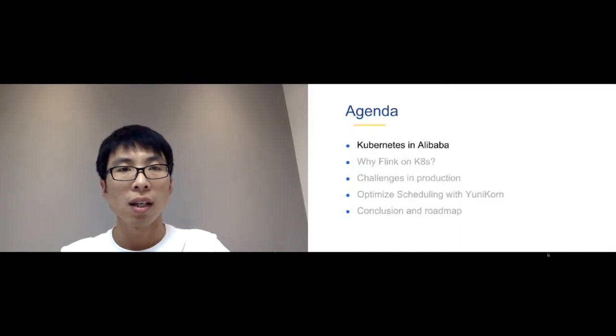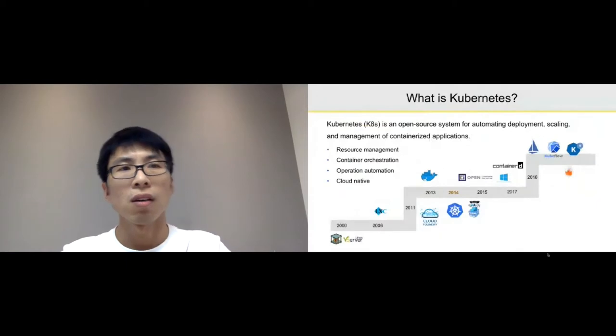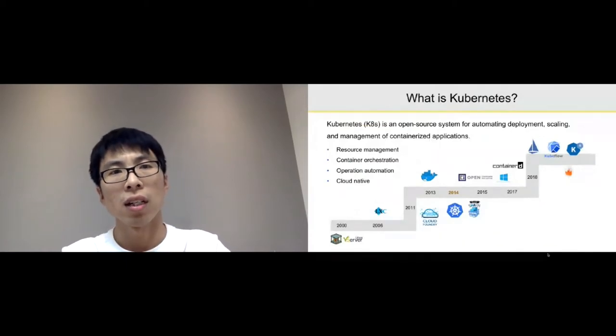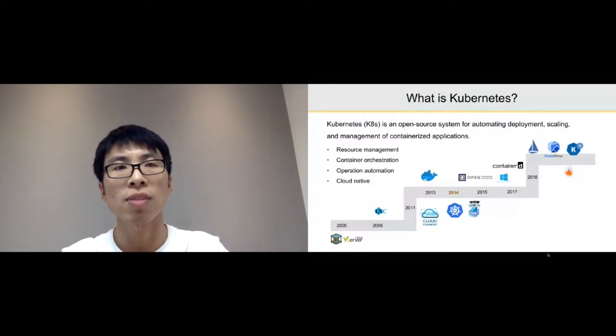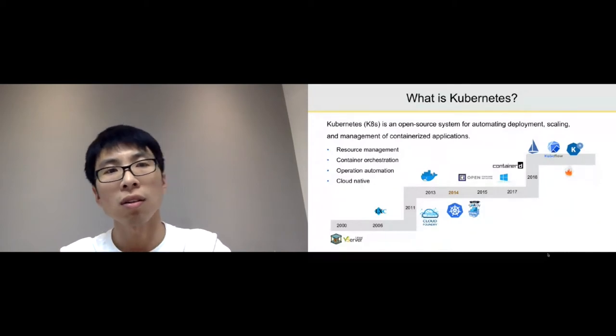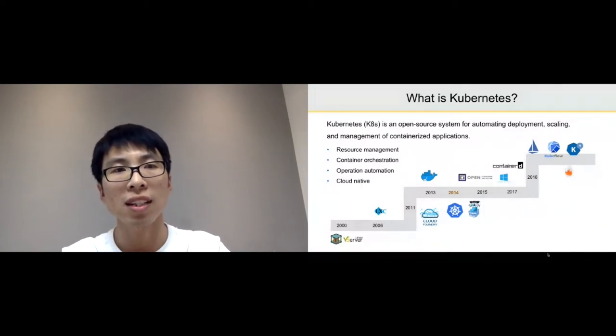Okay, let's come to the first part. So what is Kubernetes? This is a very simple definition I copied from the official website. Let's pick up some key points here. The first is resource management. Kubernetes is a resource management framework which could help us to manage thousands of machines. Then you can run your distributed jobs on the Kubernetes cluster.